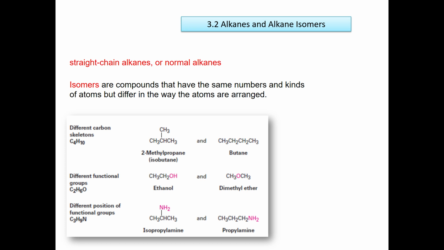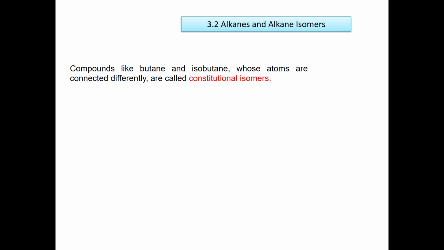Okay. Also, we can have different functional groups only by changing the position of the atoms and bonds. For example, ethanol is an alcohol, while dimethyl ether is an ether. But these two compounds are isomers because they have the same molecular formula. The same with isopropylamine and propylamine. Both are isomers because they have the same molecular formula.